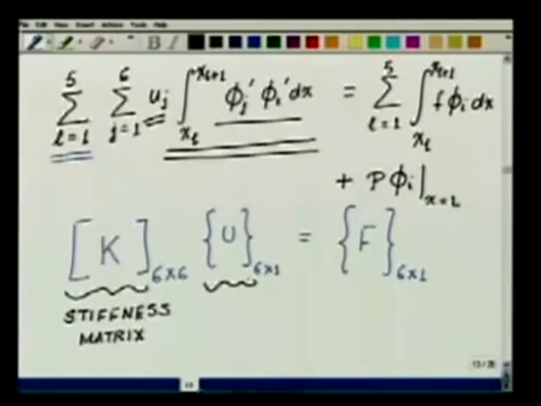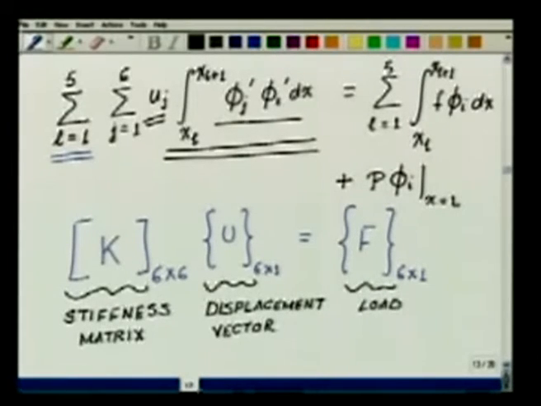This vector is called the displacement vector. And this vector is called the load vector.